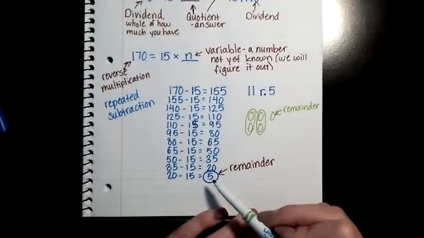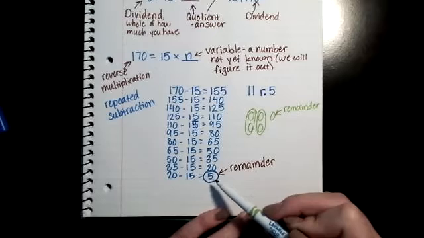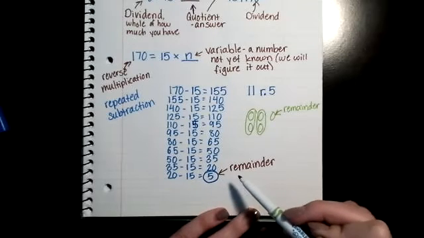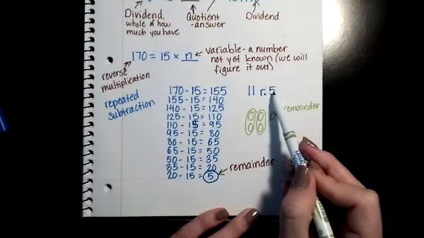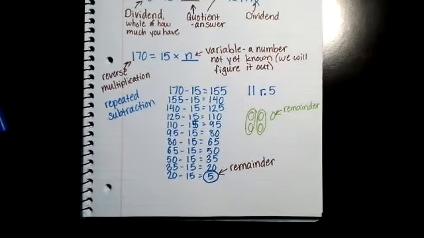That's what we're thinking of with this number here. We can't take away another full group. However, it is still there. This number did not disappear. We still have this 5, so we call it our remainder. So the remainder of 5. 11 groups, remainder 5, okay?